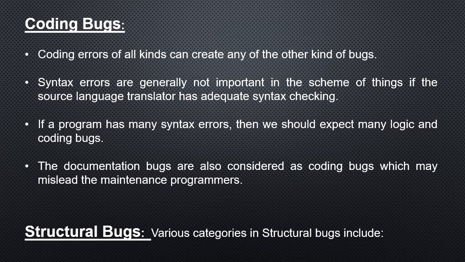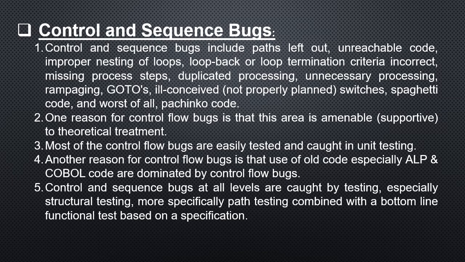That's it for coding bugs. Structural bugs. Various categories in structural bugs include control and sequence bugs. Control and sequence bugs include paths left out, unreachable code, improper nesting of loops, loop back or loop termination criteria incorrect, missing process steps, duplicated processing, unnecessary processing, rampaging GOTOs, ill-conceived, not properly planned switches, spaghetti code, and worst of all, Pachinko code.